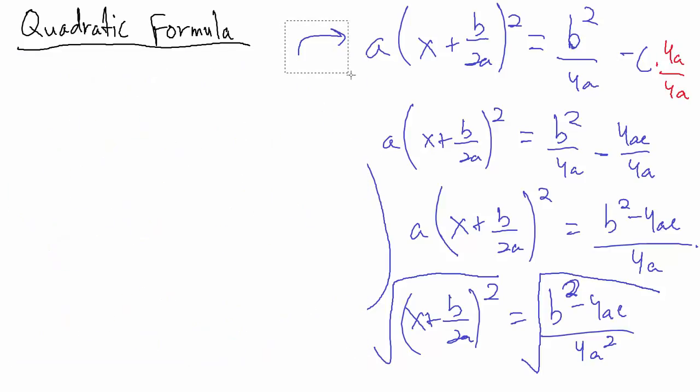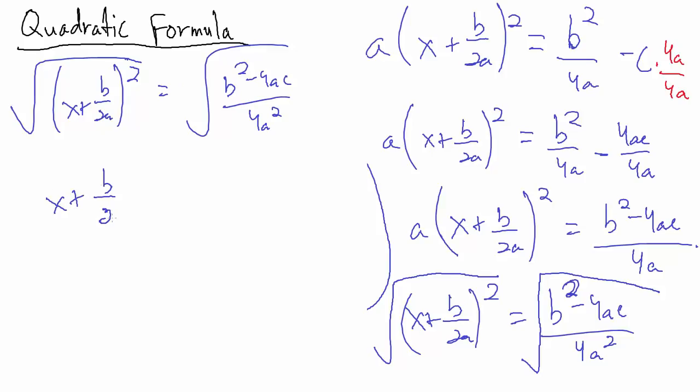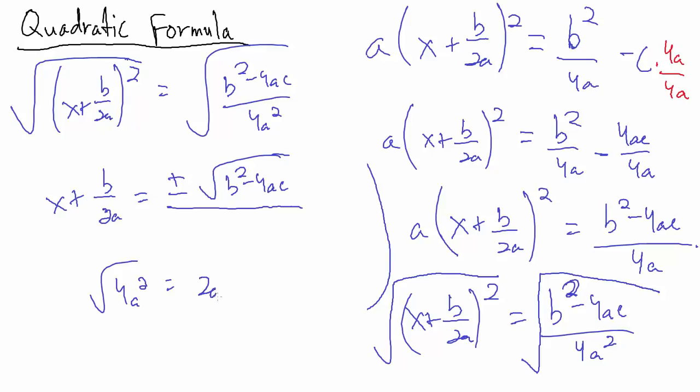So what we have is the square root of the quantity x plus b over 2a squared equals the square root of b squared minus 4ac, all divided by 4a squared. This says x plus b over 2a equals plus or minus the square root of b squared minus 4ac, all divided by, on the bottom, the square root of 4a squared, which is 2a.